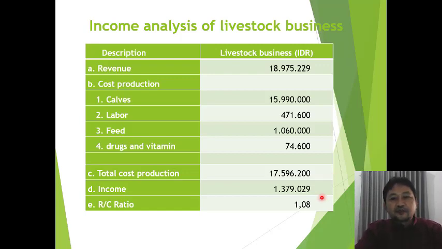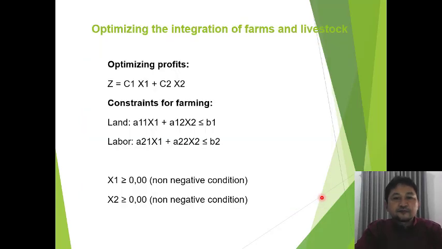You can compare crop business and livestock business by the revenue and cost ratio. The crop business is better according to the revenue and cost ratio. And then we use this formula to optimize the integration between crop and livestock.